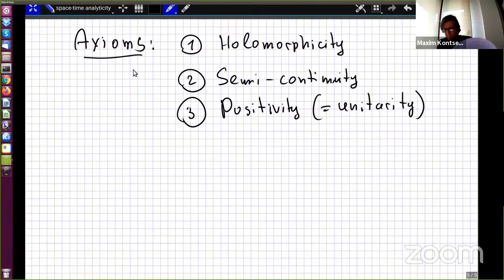Okay, so my plan is the following. I will discuss what the axioms are, what the corollaries of the axioms are, and then I will explain why this inequality holds. There are two different reasons. Okay, so we'll start with holomorphicity.